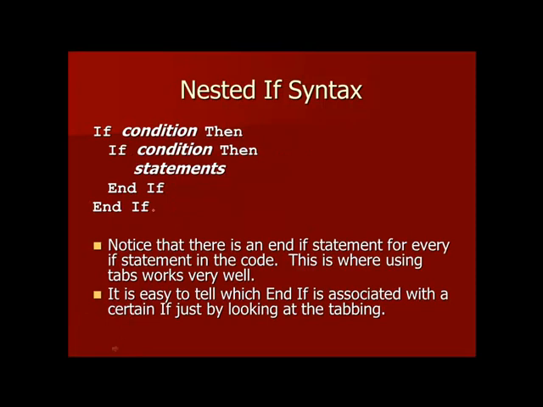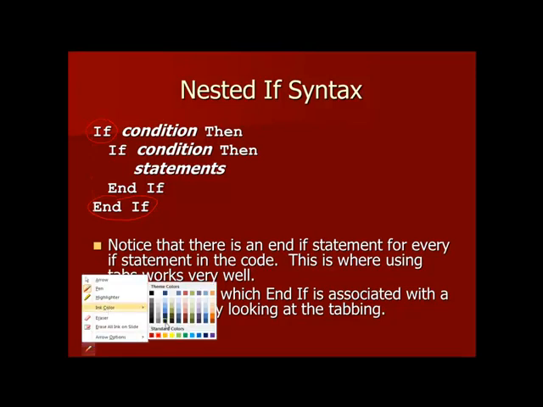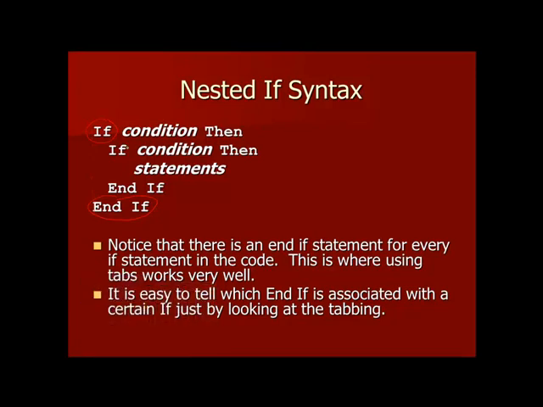Here's an example of the syntax of a nested if statement. Here's my opening if, and here's the end if for that if. That's why, again, tabbing becomes important, because the if needs to line up with your end if. Now, if we go and look at this other if, our nested if statement, or the if statement that's inside of the other if statement, it shows here, and here's the end if for that. So these two line up.